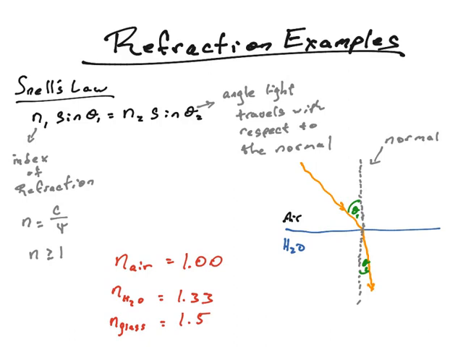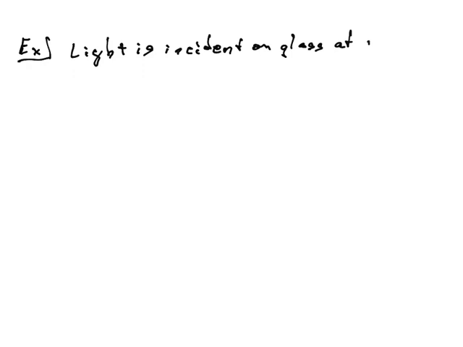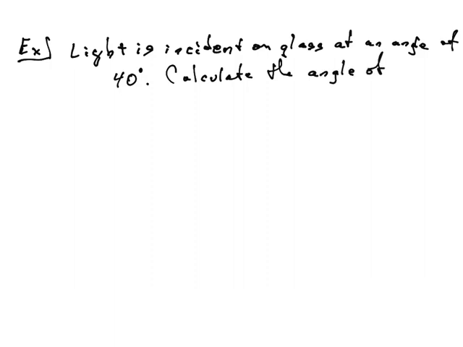Now we want to do some examples. So let's say we have light that is incident on glass at an angle of, let's say, 40 degrees. Calculate the angle of refraction.